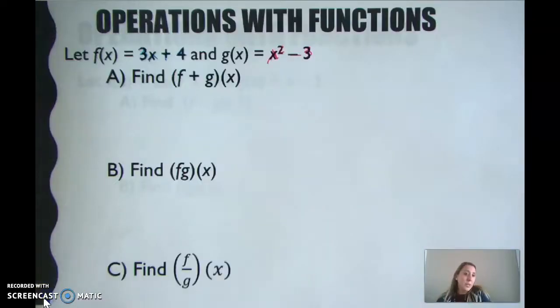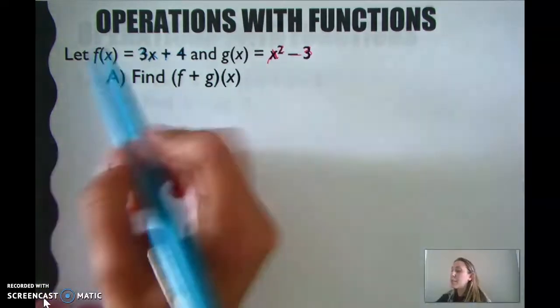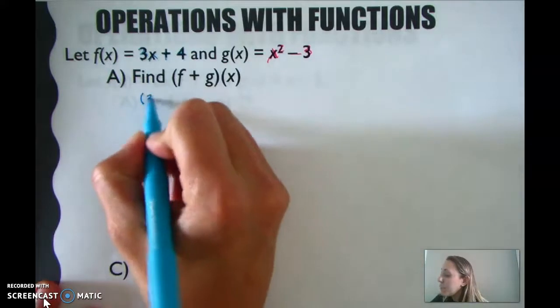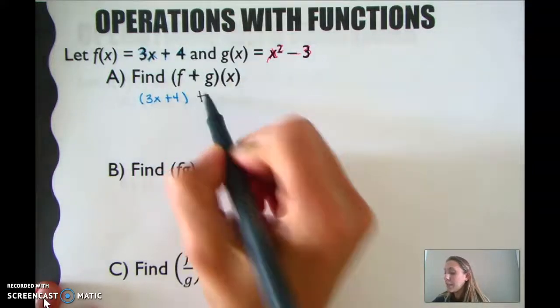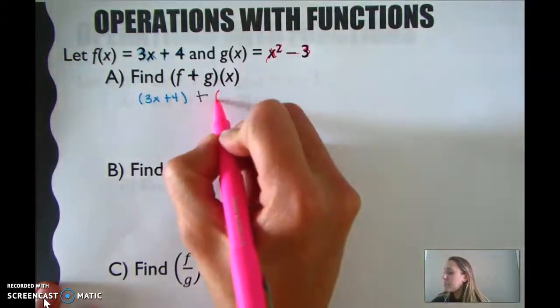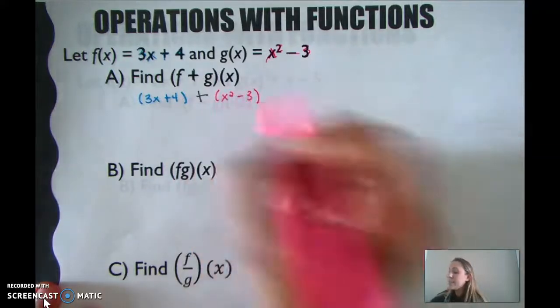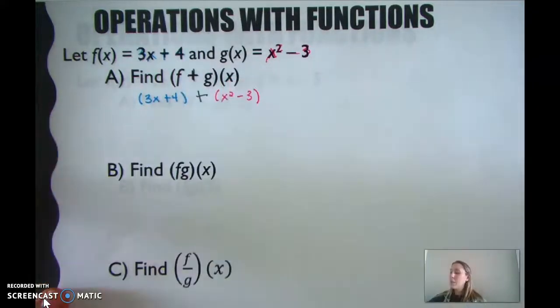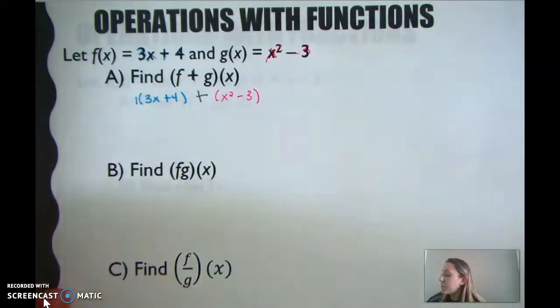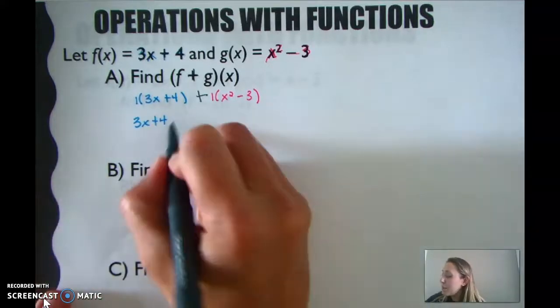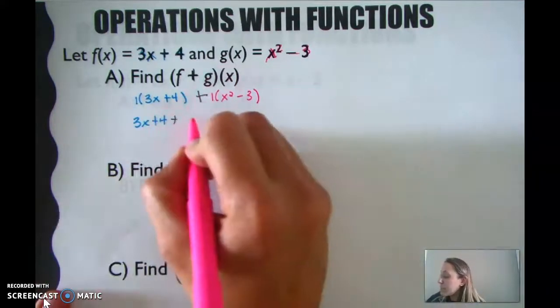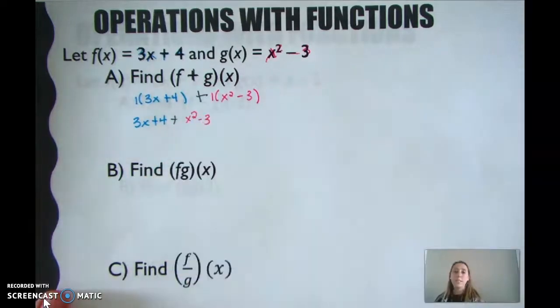So the first thing we're going to do is find F plus G of X. What that means is we're going to take this F function, 3x plus 4, and then this is the plus, so I'm going to put it right there in the middle, the G of X, which is x squared minus 3. Then, to get rid of the parentheses, I'm going to distribute whatever's in front of it. So that's a 1, that's a 1, so it's a positive 1, so I get 3x plus 4 plus 1 times x squared is x squared, 1 times negative 3 is negative 3.